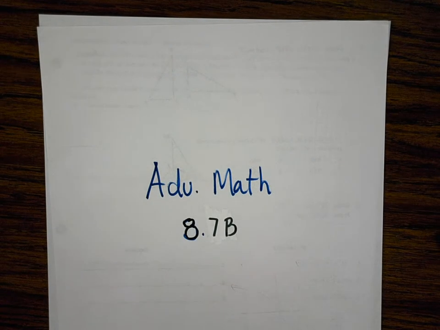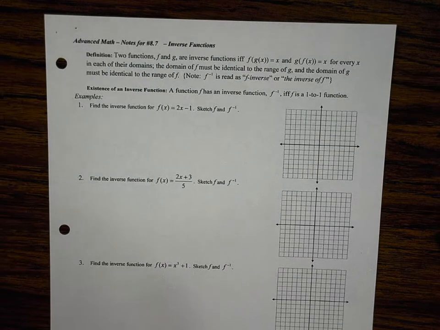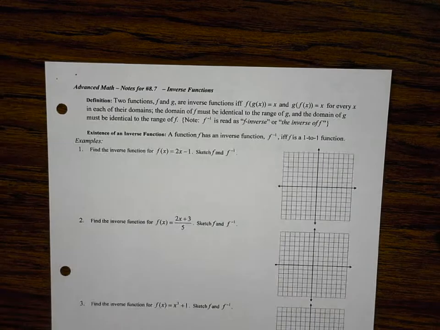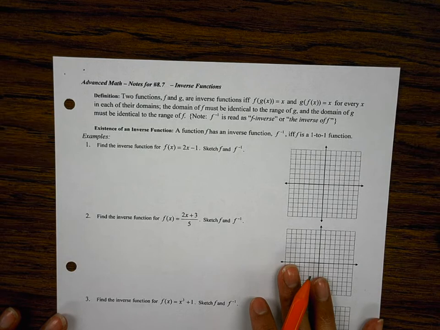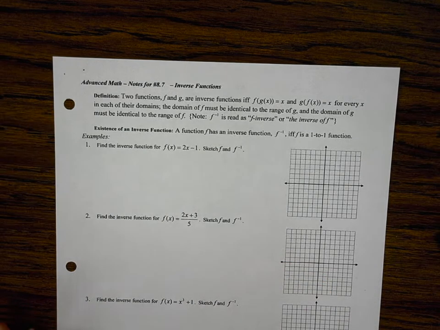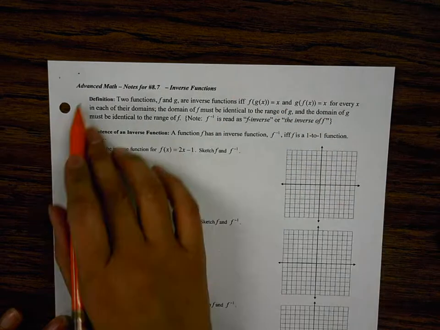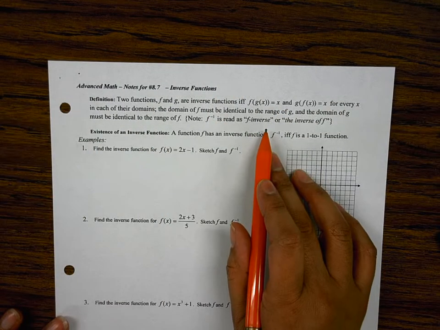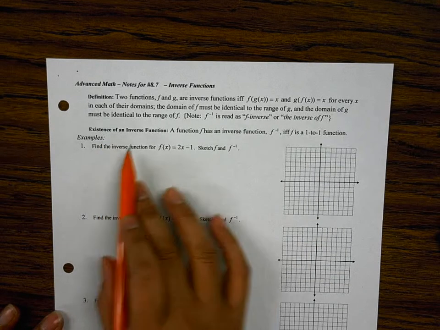These are Advanced Math Notes, Unit 8, Lesson 7B. All right, you should have this handout that was given to you in class. If you didn't get one or you've lost yours, you can always print it off. It's on my website. You can go through and read this on your own. All of this is what was in our notes from Lesson 7A. Okay, so you can read that on your own.